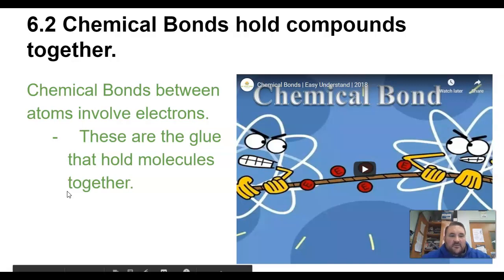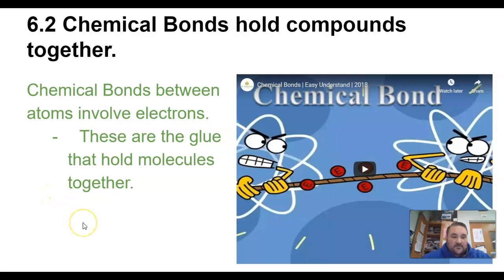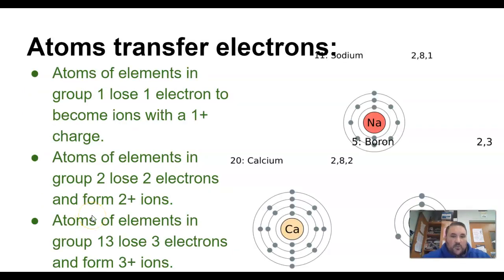Chemical bonds hold compounds together. A chemical bond is between the valence electrons of two atoms, and it's always just the valence electrons. The valence electrons are the outermost shell. You either transfer electrons or you share electrons. Atoms that transfer electrons are going to give it or take it. When they share, it stays between the two. Atoms of group 1, group 2, and group 13, the alkali metals, alkaline earth metals, and the boron group, all lose their electrons.